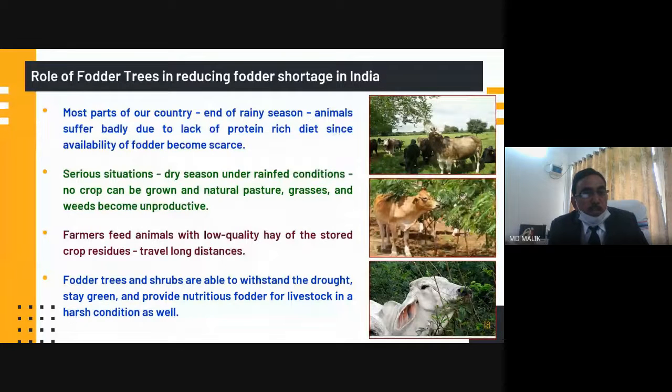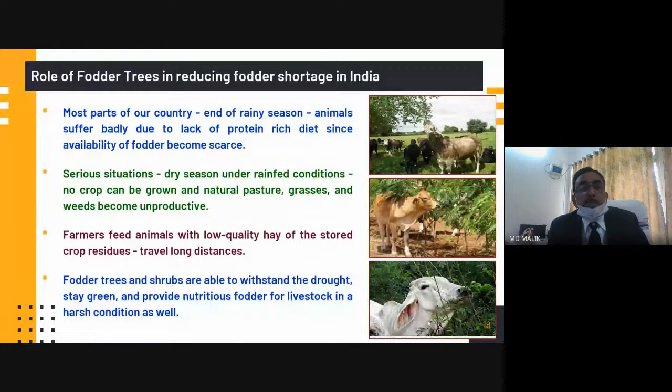The role of fodder trees in reducing fodder shortage in India is very important, and it is definitely a challenging task, but we have to think about fodder trees for maintaining supply. In certain areas there is rainfall variation, in hilly areas water conservation is a problem, and this is one of the reasons that livestock are not getting proper fodder, so their milk production and growth are hampered. This is very important for most parts of our country, because animals suffer badly due to lack of a protein rich diet.